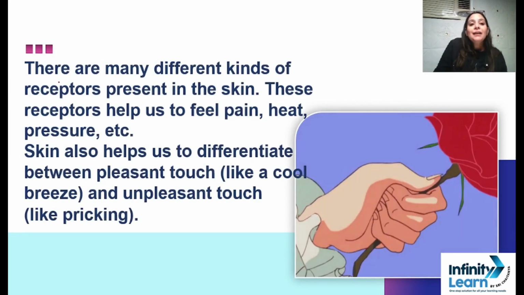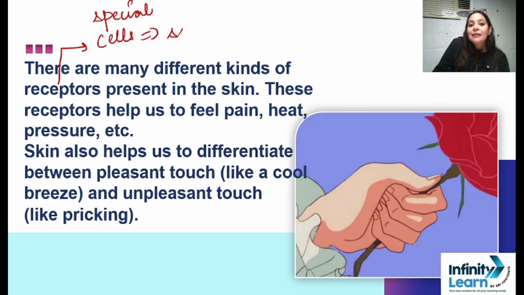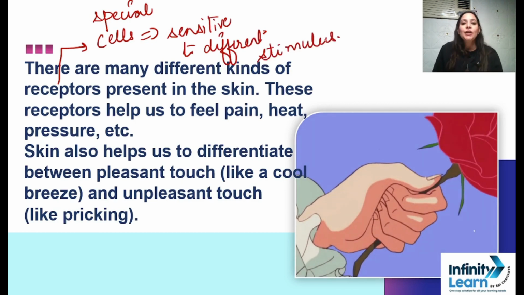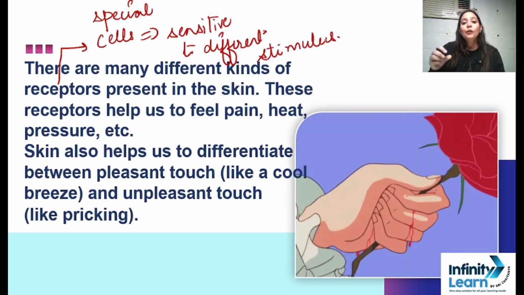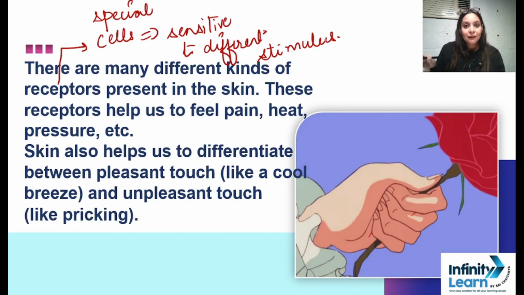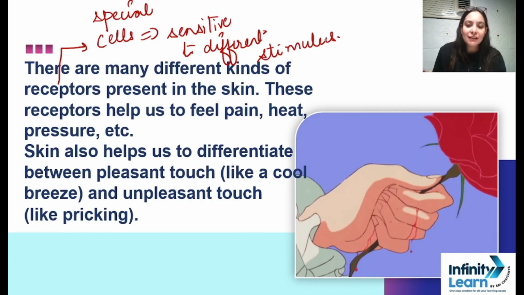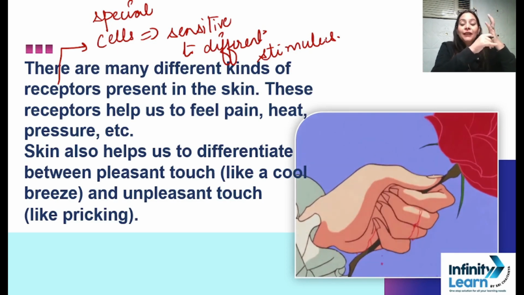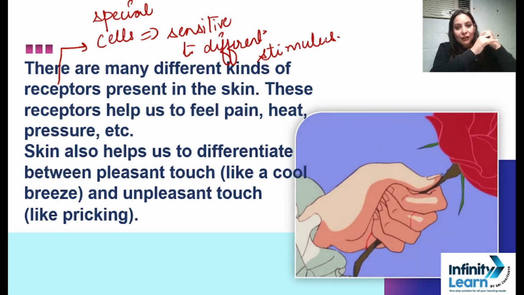So what are receptors? They are sensitive cells, or you can say special cells, which are sensitive to different stimuli. Now what is a stimulus? A stimulus is any change in the external environment. If you touch anything hot, heat is the stimulus in that case. If somebody presses or pinches you, then pressure is the stimulus.